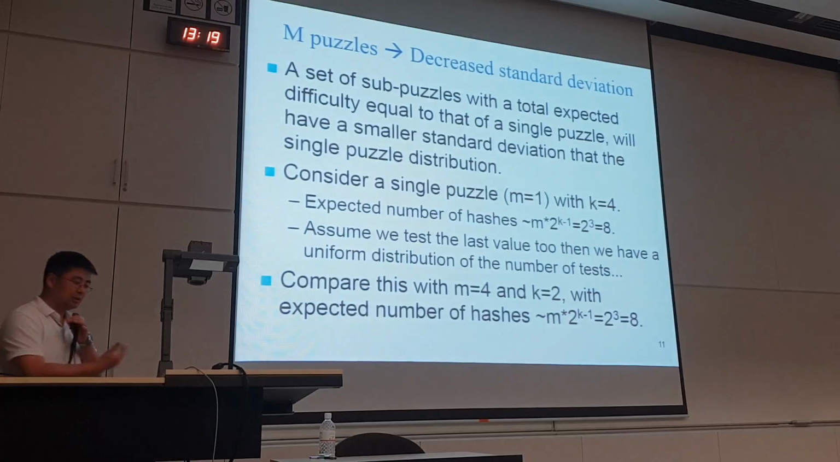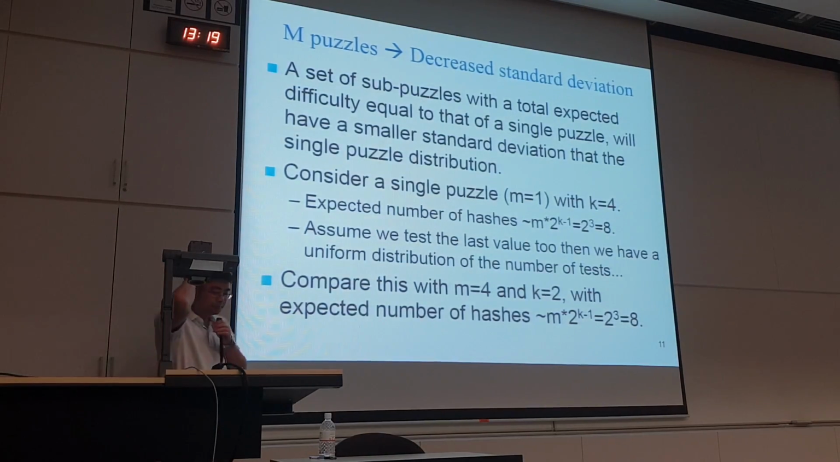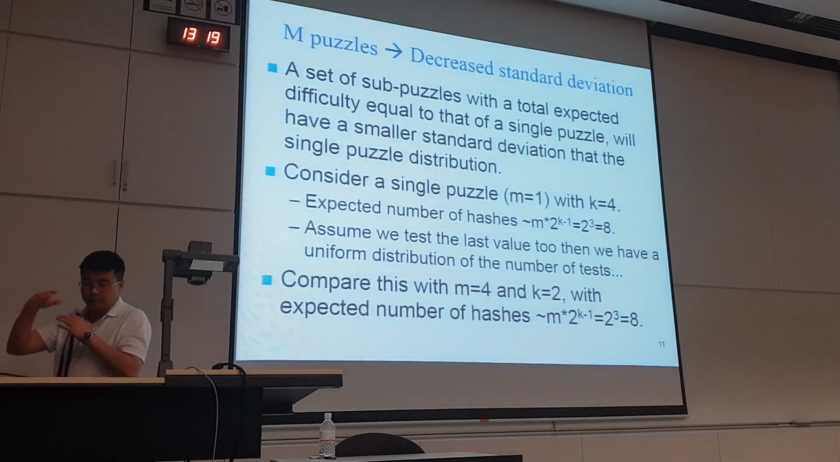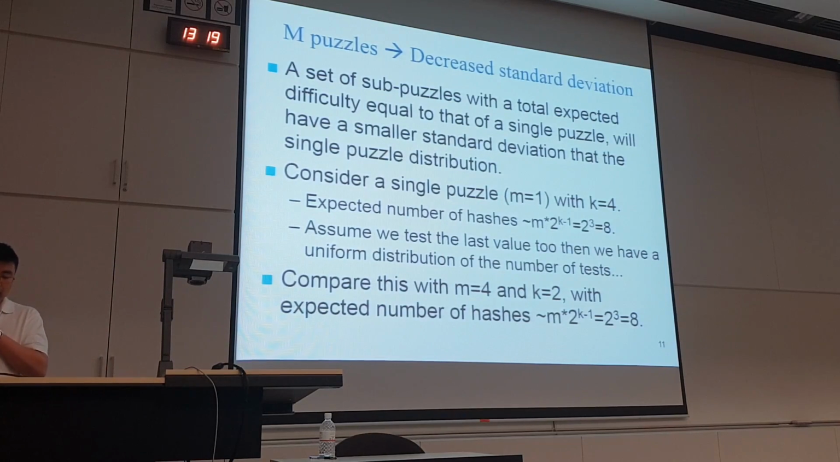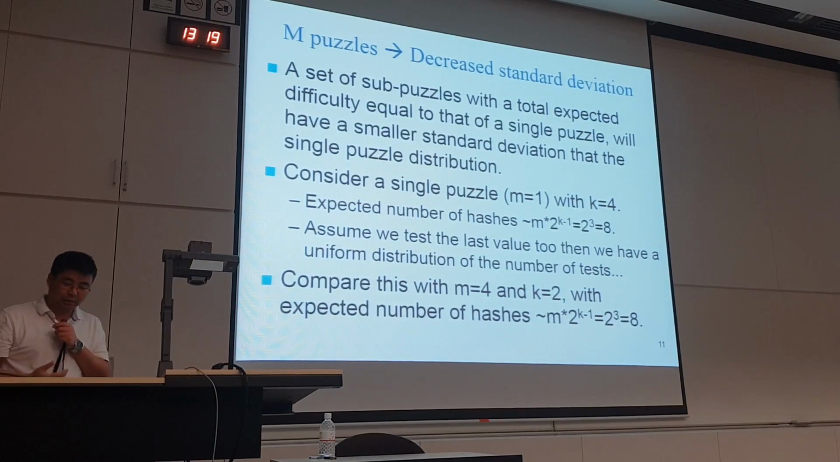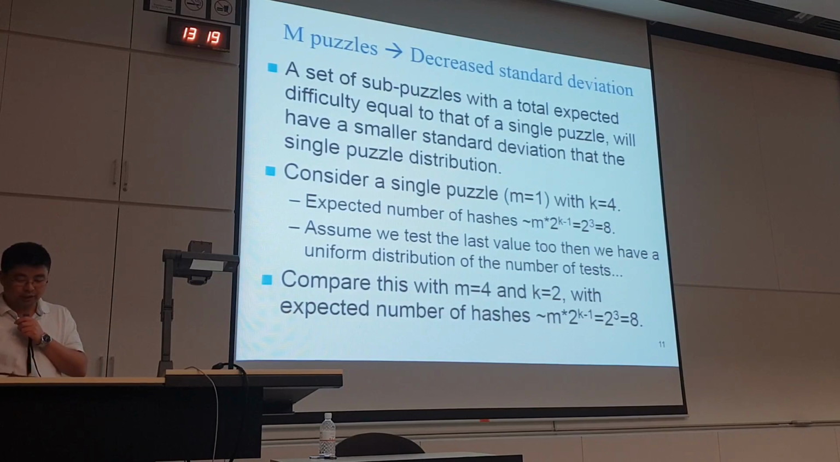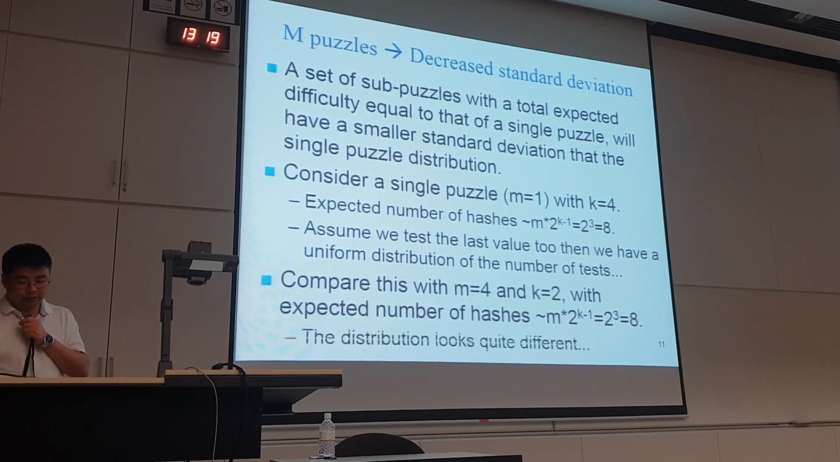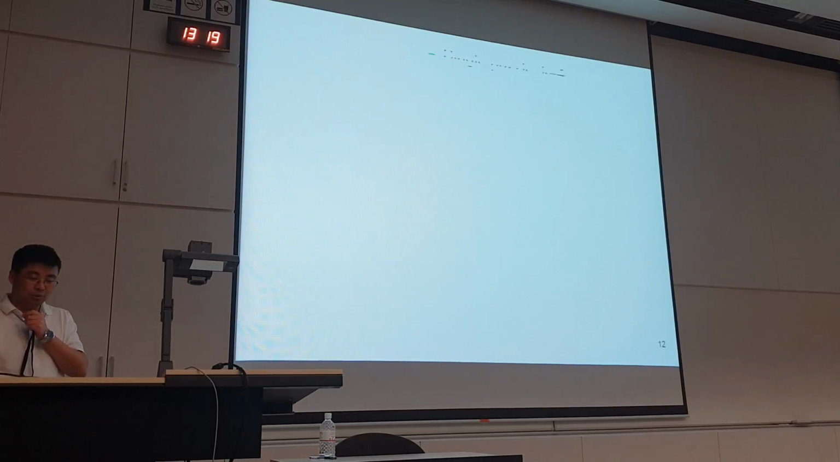Because to solve both cases, either a big client puzzle or a set of small client puzzles, the number of hashes required is the same. So in this case, you may think the security is the same, but actually the security is different. The second one is better than the first one. Why is the second one better than the first one? Because the distributions are different.